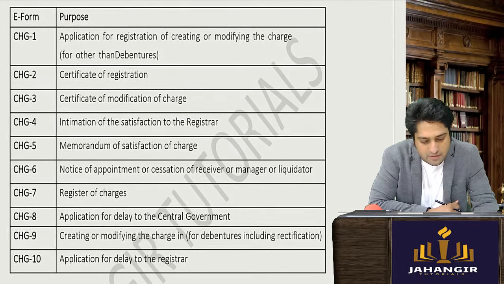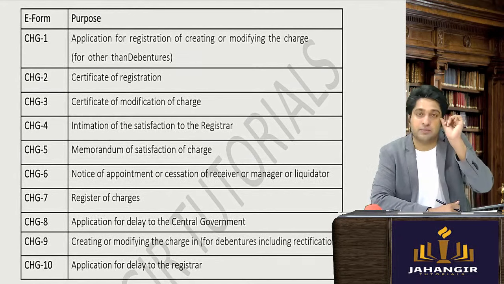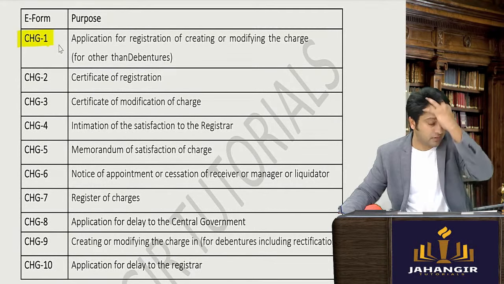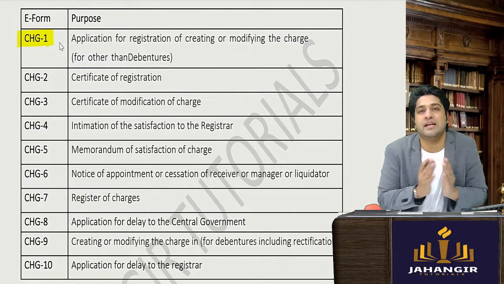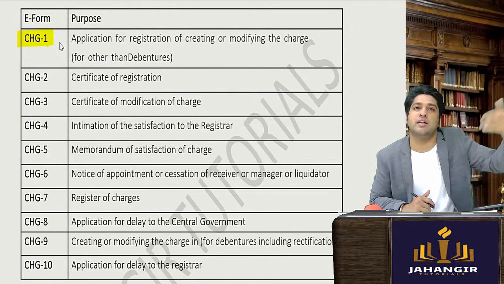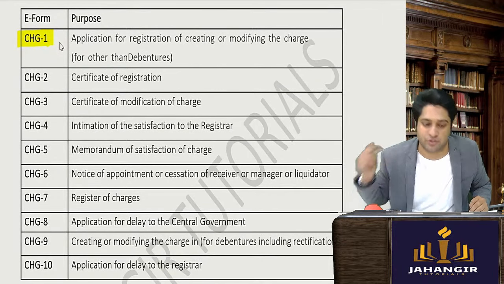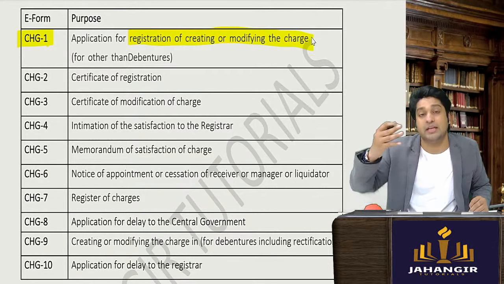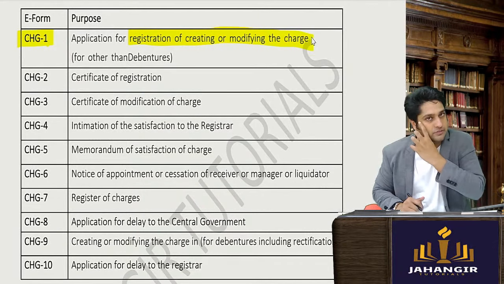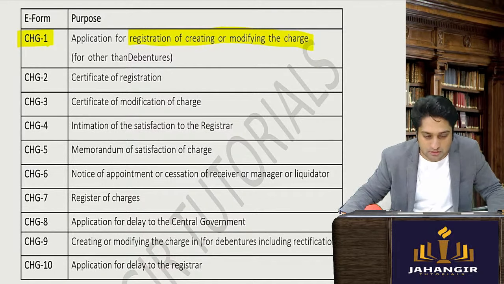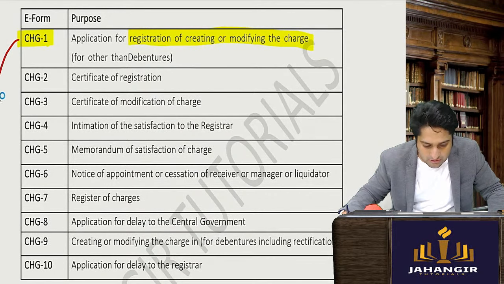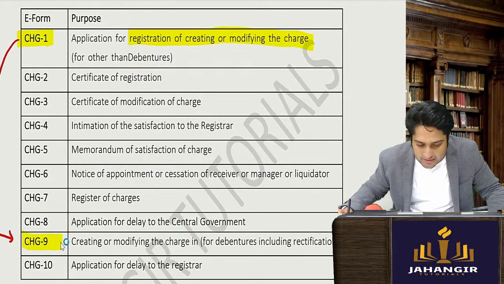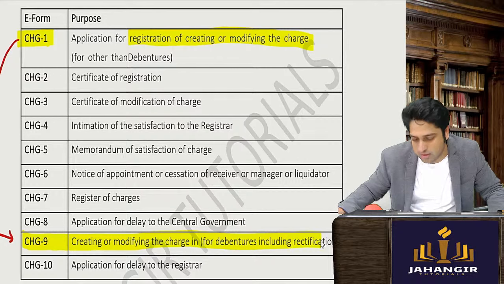Now, very important, the forms, all the 10 forms that we need to know. First, CHG-1. The moment you have created the charge, I have to go and inform the ROC in a specific form, that is the application for registration of creation or modification of charge. This is for other than debentures. If it was for debentures, then it will be CHG-9. CHG-9 is for creation or modification for debentures.